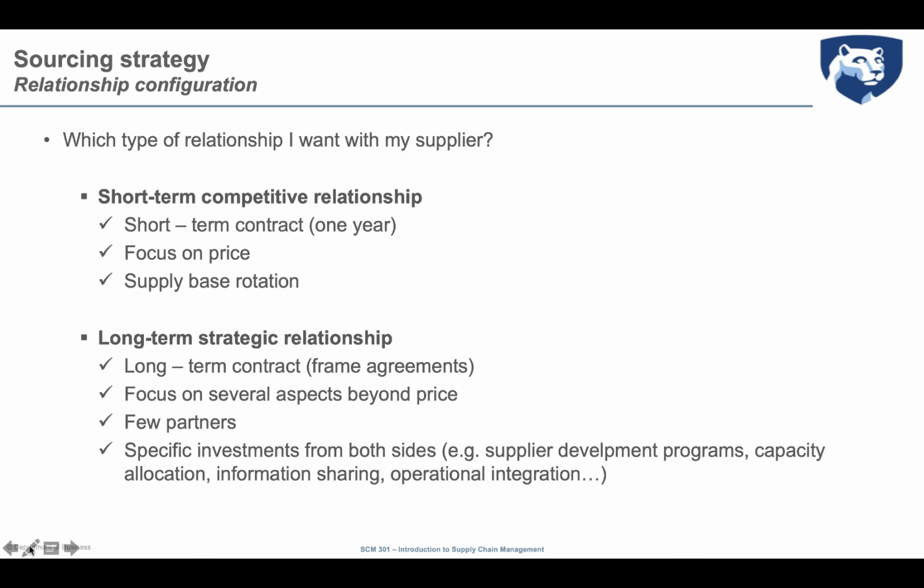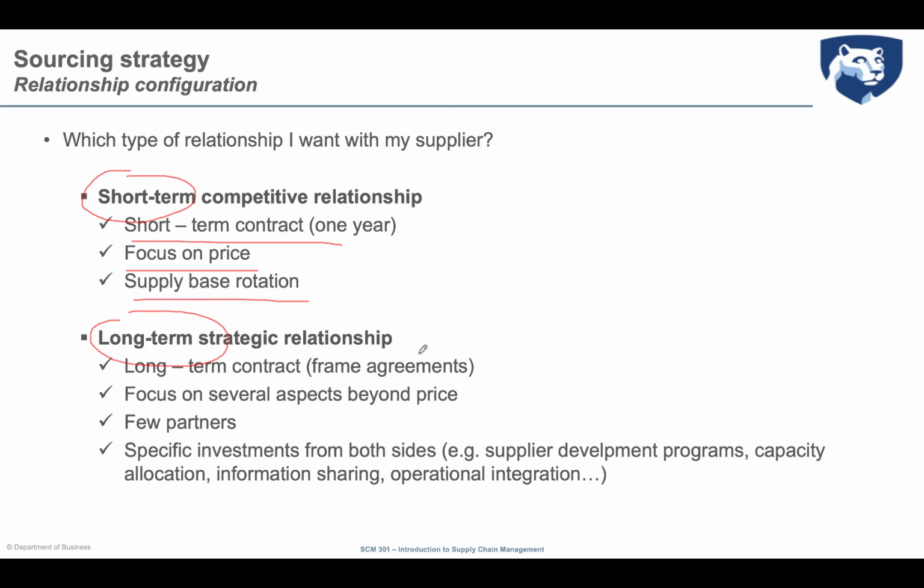Then, once defined the number of suppliers that I want to activate, I need to define the type of relationship that I want to establish with them, divided between short-term and long-term. Short-term is a relationship that has a contract usually not longer than 1 year, mainly focused on price, and where suppliers are, let's say, frequently rotated.